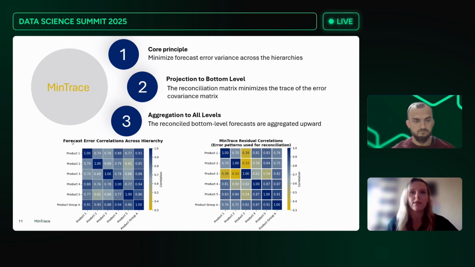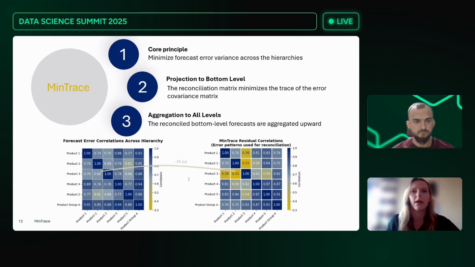And please notice that the heat maps you see at the bottom are not the covariance matrices. These are correlation ones. We showed it in order to show the effect of the mean trace method. The first heat map displays the correlations between forecast errors across our product hierarchy. Essentially, how forecast mistakes at different levels move together.